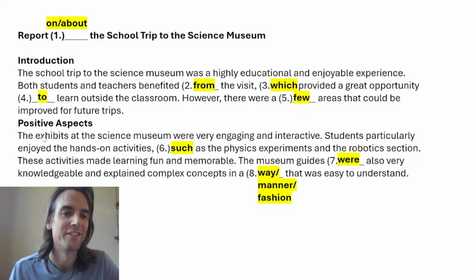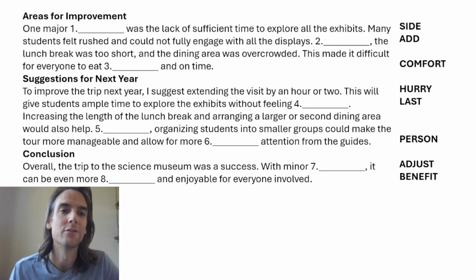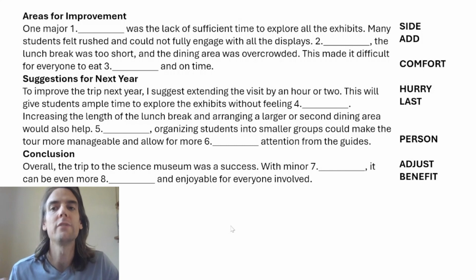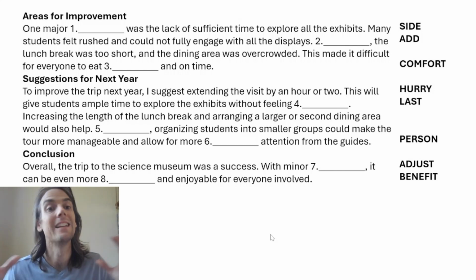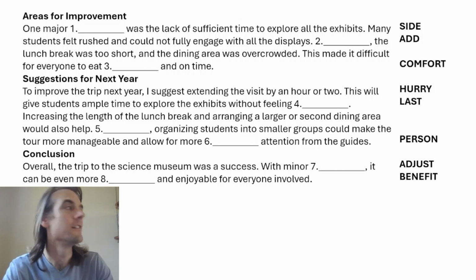Let's continue, because as you can see, this is not a full report. We need to talk about the areas for improvement and the suggestions for next year. We will do that with use of English part 3. So you need to transform this word. This is the root. You need to transform it so that it fits the sentence. Take a few minutes. Again, read it, understand it.